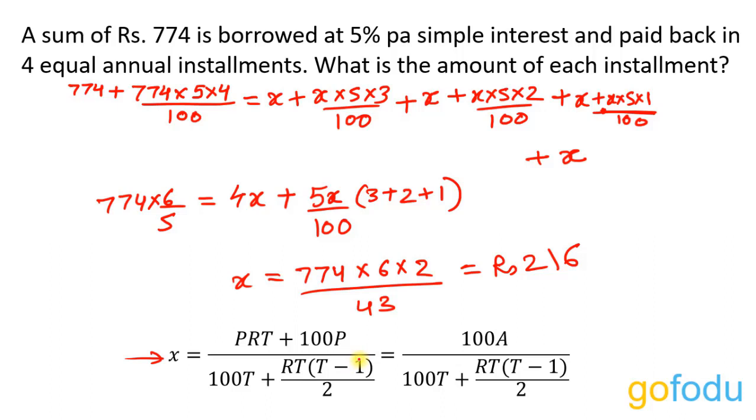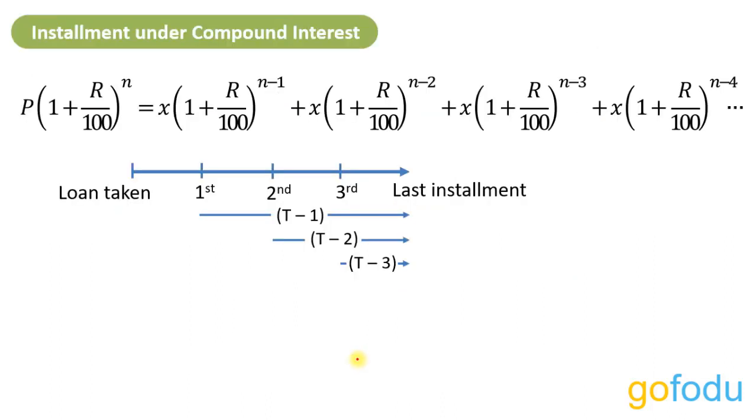Moving on to installments under compound interest. If you have borrowed P money from the bank, this is the amount that you owe to the bank. This is the debt that you will be returning. And when you pay each installment of X rupees, along with the installment, you are letting the bank get the interest for the remaining years. So along with X, you are providing the interest as well to the bank. So this is the total value that you are giving the bank.